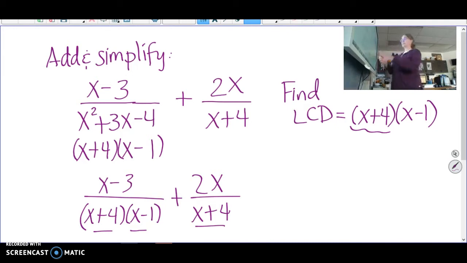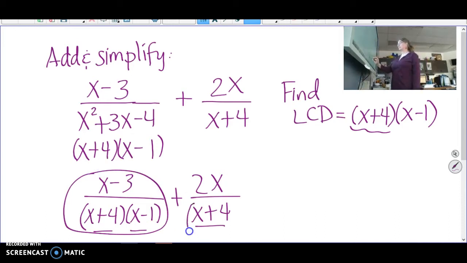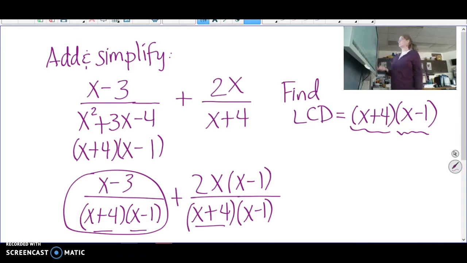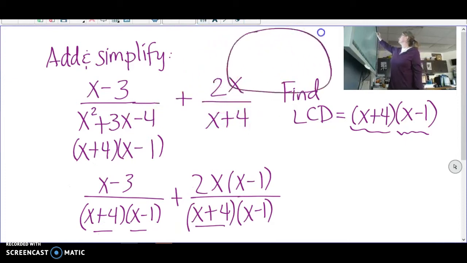If you look on the left side, this already has x plus 4 times x minus 1 as a denominator, but on the right side, we're missing this x minus 1 from the denominator. So I need to multiply it over here on the top and on the bottom. You have to do the same thing on the top as you do on the bottom: x minus 1 times x minus 1.